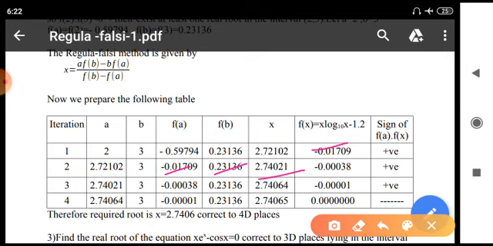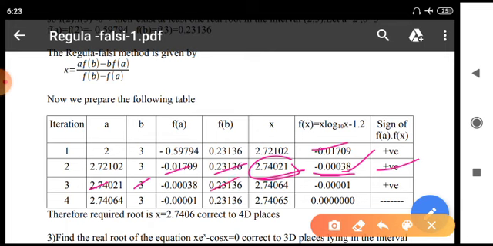Again we calculate f of 2.74021, which comes out to be -0.00038. Now again we will find what is the product sign of f of a into f of x. That is negative. Both are negative means product is positive. If the product is positive means again we have to put this x value under the column A. B we will write as it is. f of a we have got in previous step, that is -0.00038. f of b same value.